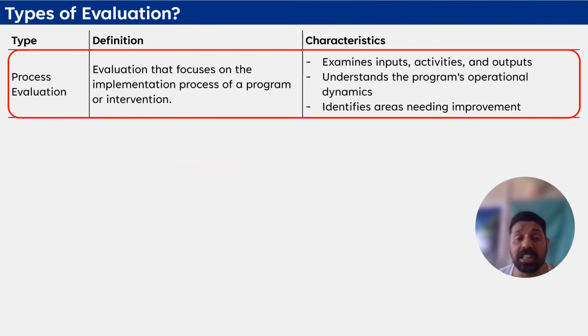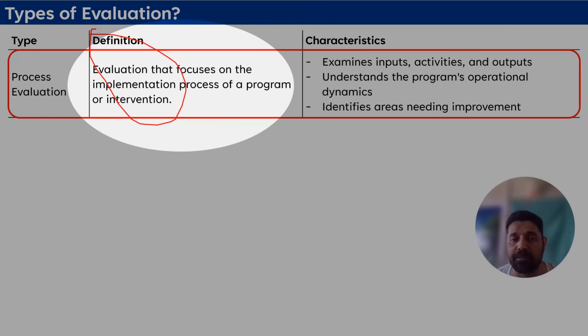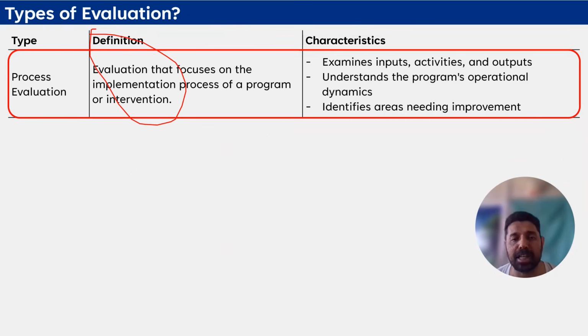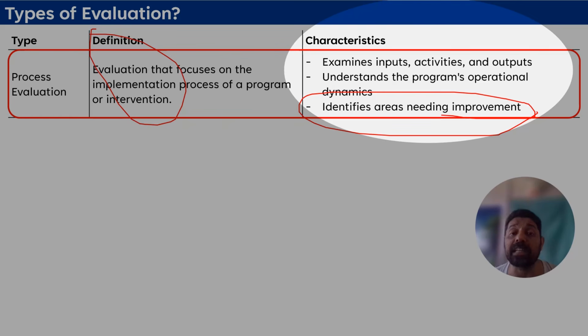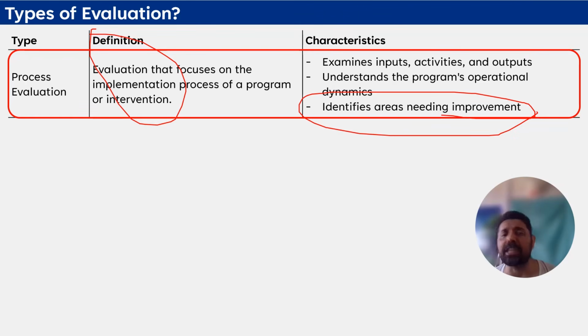Similarly, process evaluation. So here you can see the definition of process evaluation. As we discussed, it is evaluation that focuses on the implementation process of a program or intervention. So the focus of this type of evaluation is on implementation. What are its characteristics? For example, examining inputs, activities, understanding the operational dynamics, identifying areas needing improvement. Some of the characteristics, but its focus is on the implementation process, not on the objective and outcome.